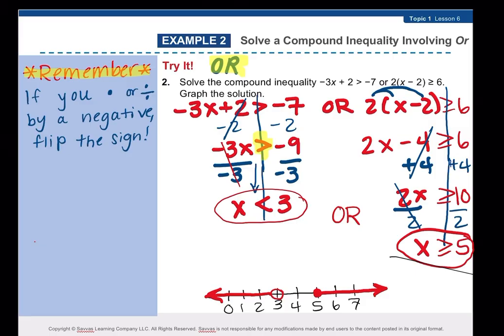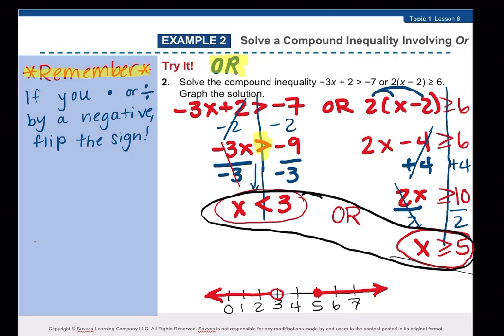So see how that looks very different than the graphs in the last question, right? So my final answer, I solved my inequality. My final answer would really be this whole thing: x is less than 3 or x is greater than or equal to 5, and I graphed my solution.